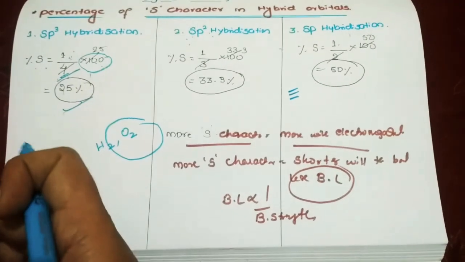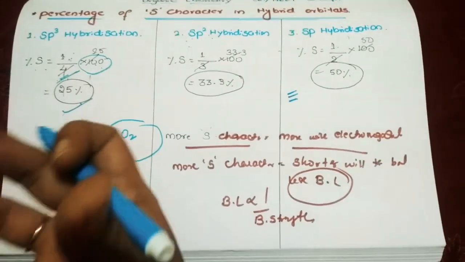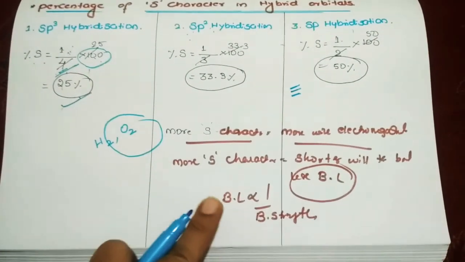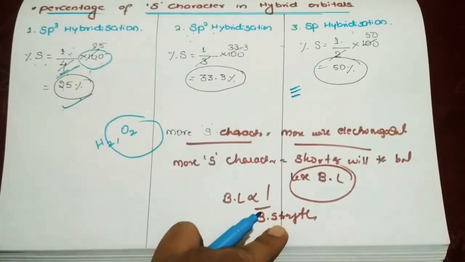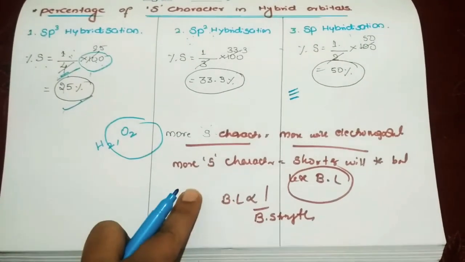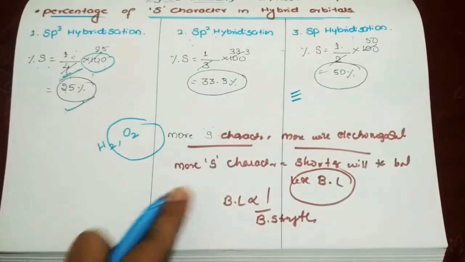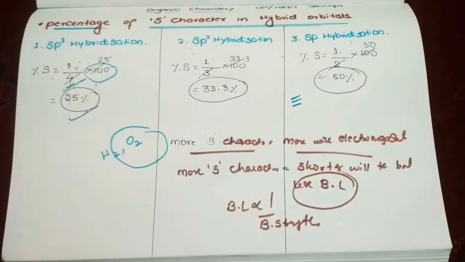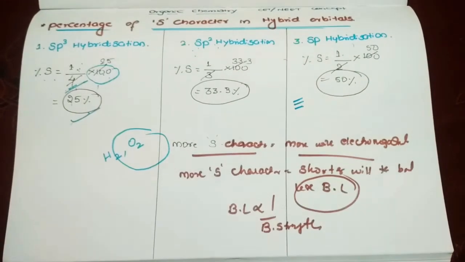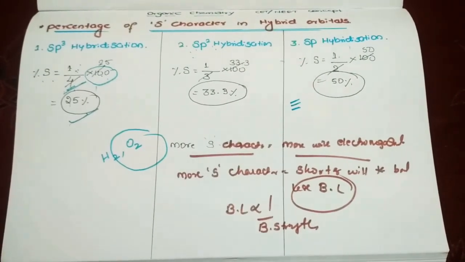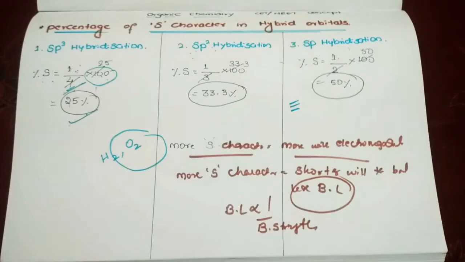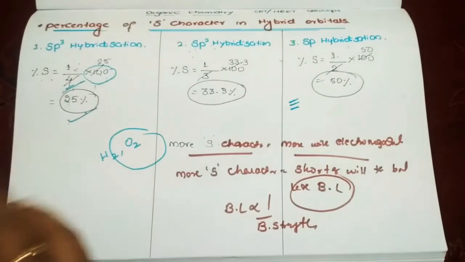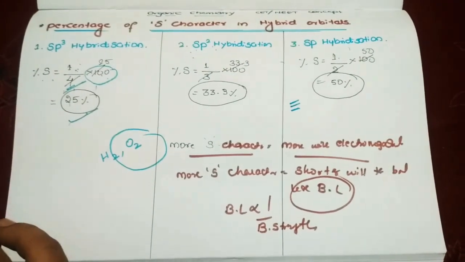More the S character, the shorter will be the bond length, or less bond length we can say. And if the bond length is less, bond strength will be more. Shorter the bond, stronger will be the bond, since both are inversely proportional to each other. So among sp3, sp2 and sp, sp hybridized orbitals will be highly electronegative in nature, with lesser bond length and more bond strength. So this is an important concept for your CET and NEET.